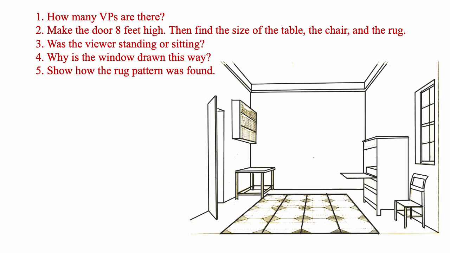So this time I have 5 questions. How many vanishing points are there? Make the door 8 feet high, and then find the size of the table, the chair, and the rug. Was the viewer standing or sitting? And then we'll talk about why the window is drawn the way it is, and how to find the rug pattern.